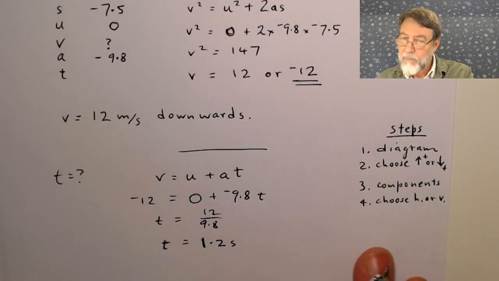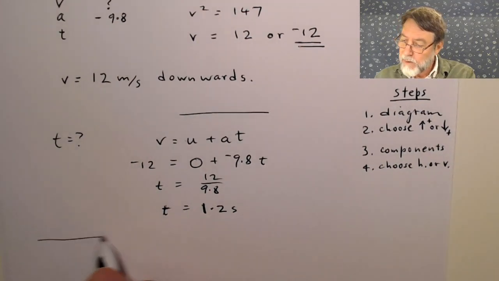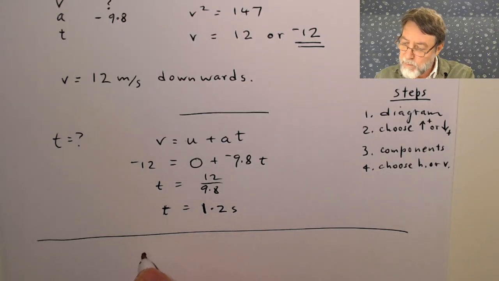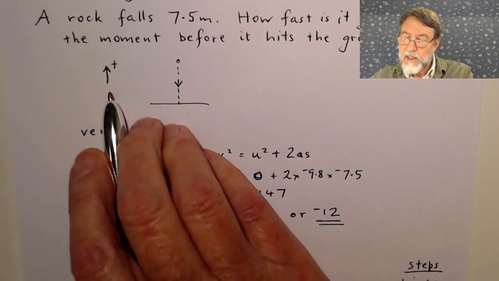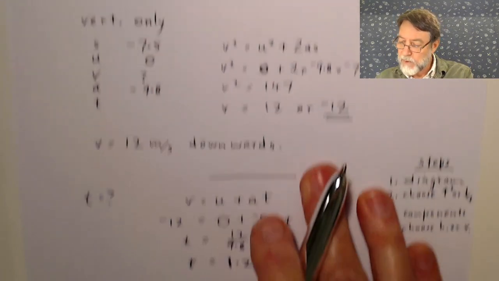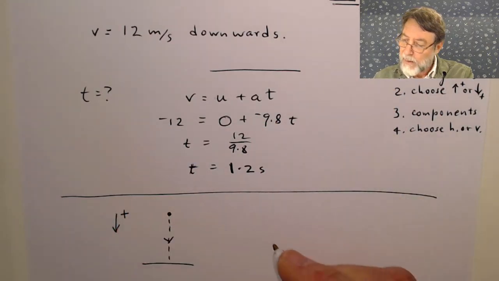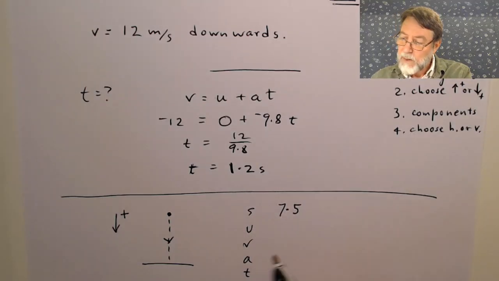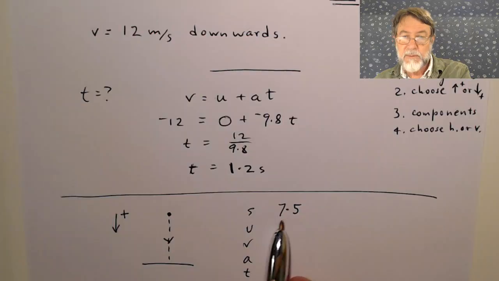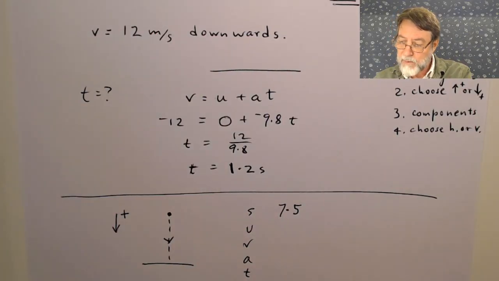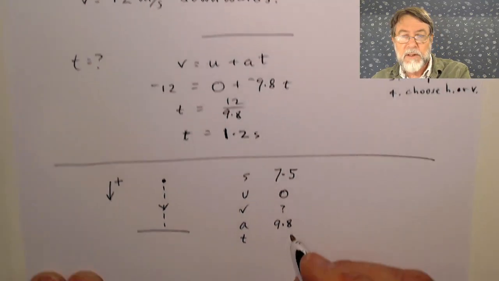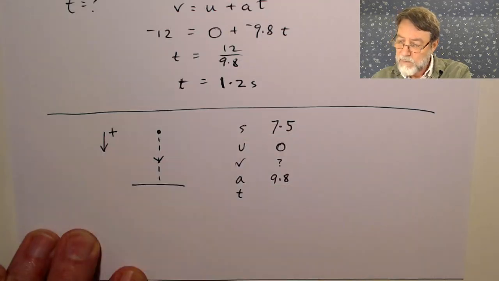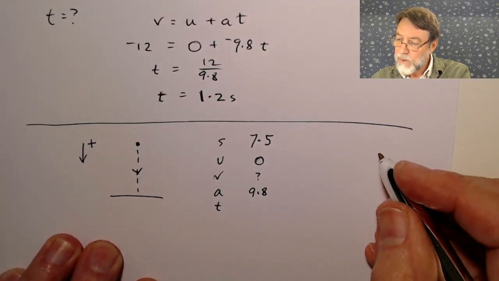Probably about right. Okay, so before I go, what about those of you who are not really sure about my claim that it makes no difference which way you choose as positive? So I'm going to choose down as positive, and let's see what happens. This time the displacement is positive 7.5 because that matches the positive direction. Velocity, still don't know. Now acceleration is positive because of our choice. So now what's the velocity come to?